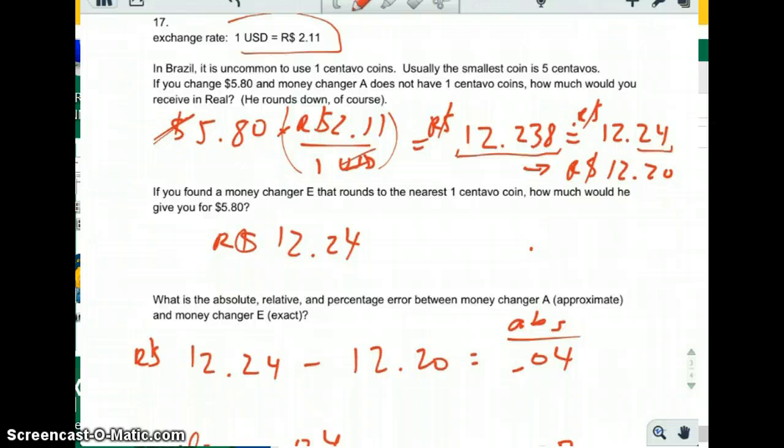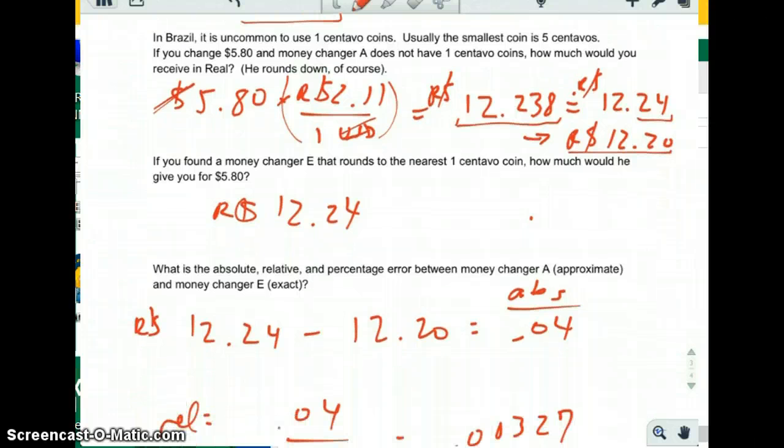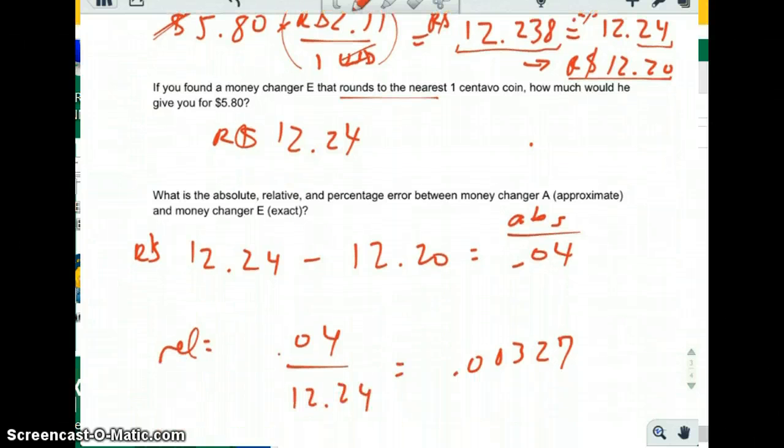Okay, and in this case, money changer A does not have 1 centavo coins. So how much would you receive in reais? He's going to give you 5 centavo coins, and he rounds down. So if it's 12.24, he's going to round down and give you 12.20 because that's the nearest multiple of 5. So the answer is 12.20 for that. If you found a money changer E that rounds to the nearest 1 centavo coin, how much would he give you for $5.80? Well, then he would give you 12.238. He would round up because he rounds to the nearest 1 centavo, and he would give you 12.24, which we already calculated up there.